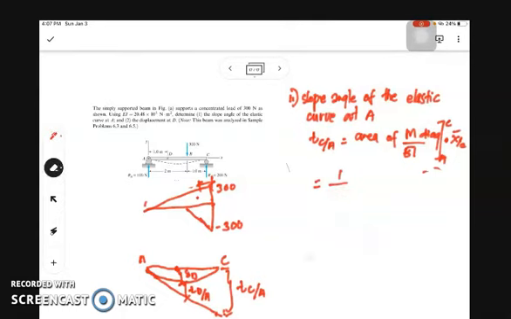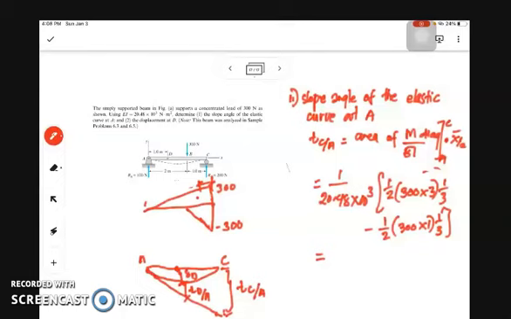Therefore, this is equivalent to 1 over EI, the value is 20.48 times 10 to the third, multiplied by the areas of our bending moment diagram. So we have 1/2 times 300 times 3 times moment arm distance 1/3 towards point C, then minus 1/2 times 300 times 1 times the moment arm distance towards point C. If you simplify, we have the value 0.019531 meters.